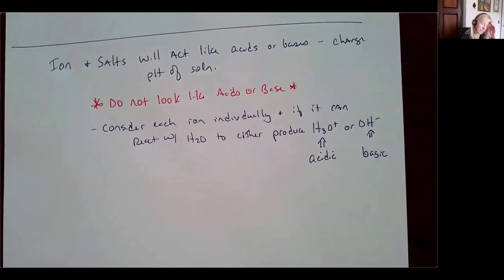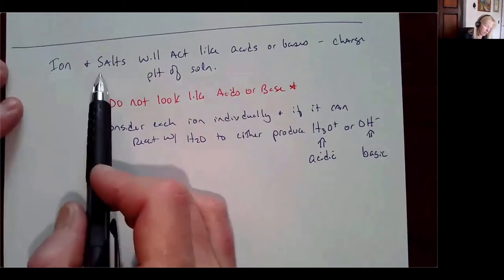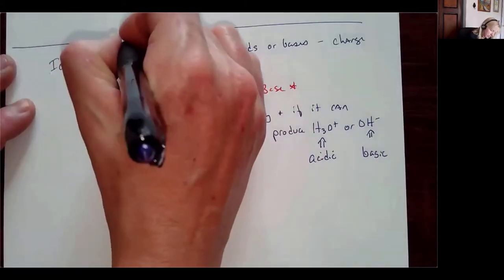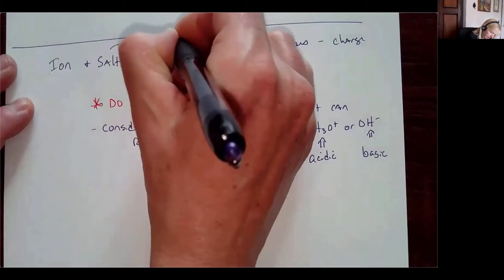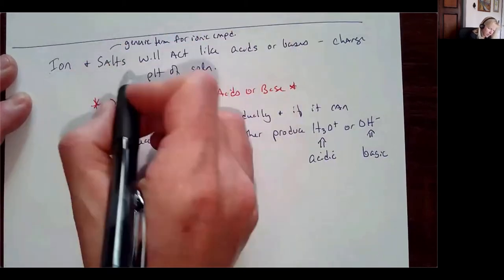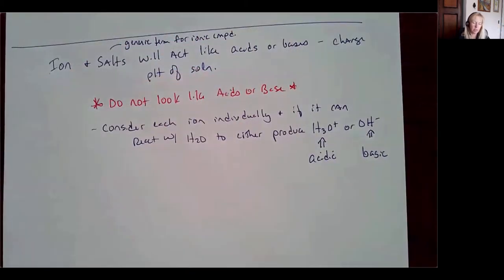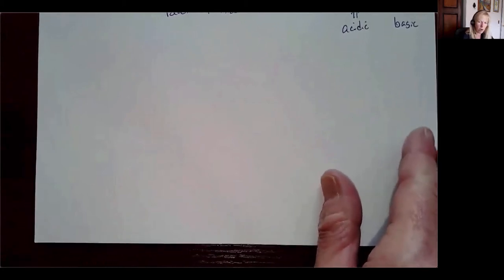So we're going to look at each ion, if I have an ion or if I have a salt. Remember, salt is a generic term for an ionic compound. So I either have the ions or I have the whole salt, and I've dropped it in water, and I want to know: is that going to change the pH? Will that change the pH at all? There's no mystery here. It's just thinking about what can happen when you have these ions in solution.